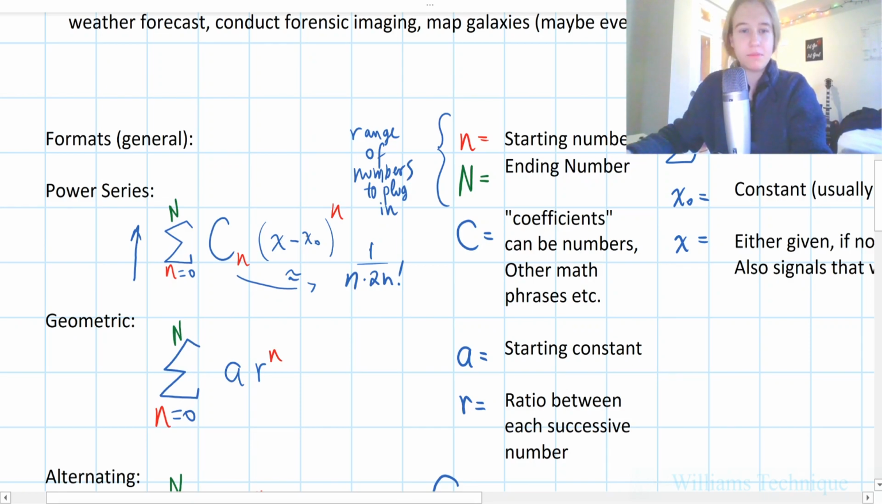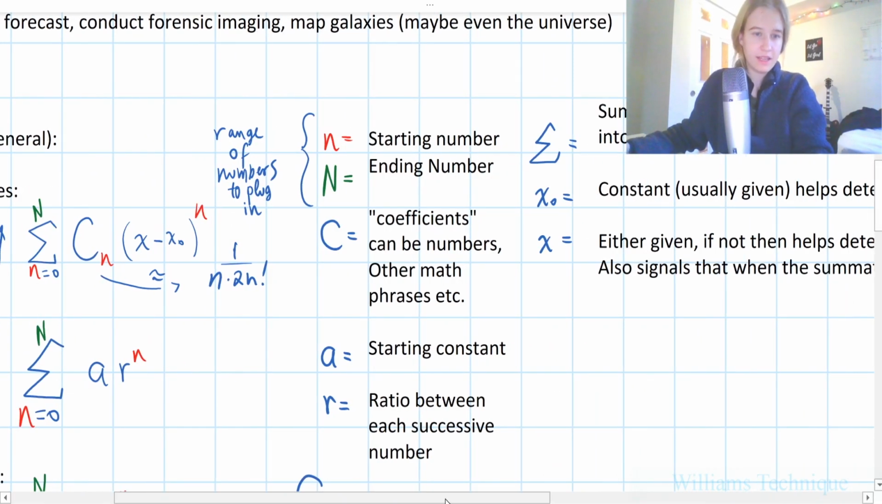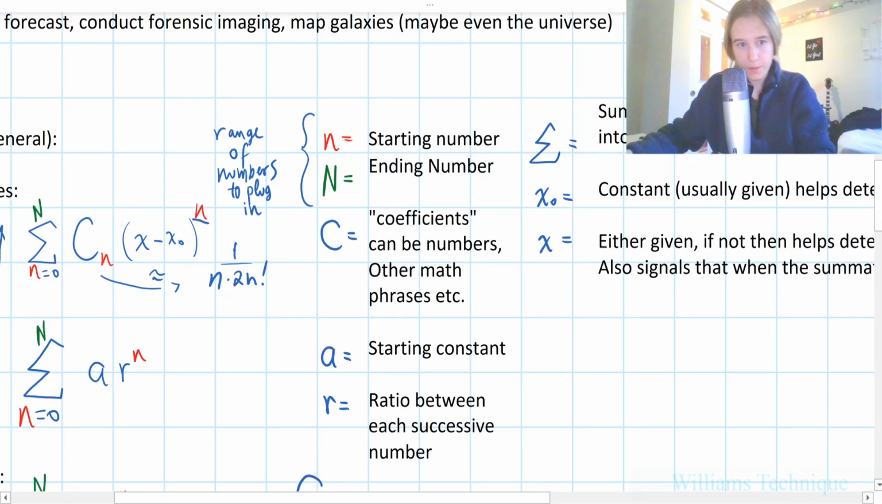And then x is given, but it's more of a useful thing to have when you're checking for convergence, because it depends on the x naught value over here, which is sort of like the first term, or what the series is centered around, the convergence is centered around.